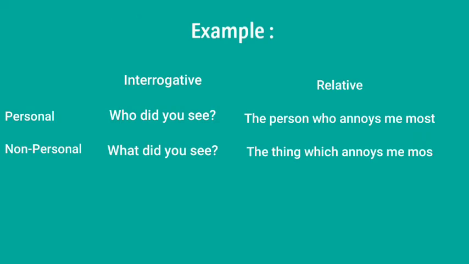If we look at the personal example, for interrogative and relative, the pronoun does not change because the referent is clearly understood to be human, so it uses the pronoun who. And for the non-personal example, the pronoun changes between interrogative and relative because it is not clearly understood whether the referent is human or not, so it uses the pronoun which and what.